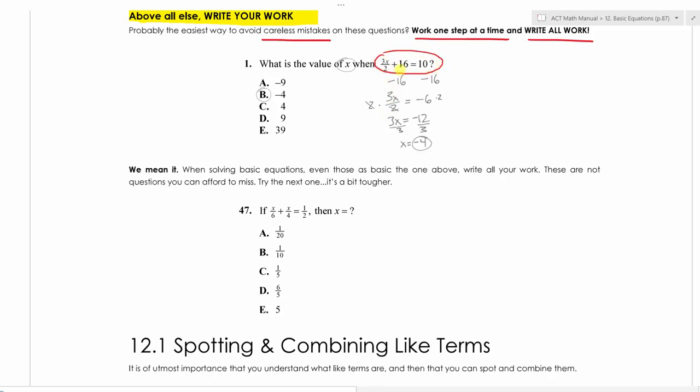So you can see on number 1, which is already done for you, solving a basic algebraic equation such as 3x over 2 plus 16 equals 10. I should have circled that because that's what they're asking us for. But solving this equation would require writing out all of this work to make sure that you are doing everything exactly as you need to.